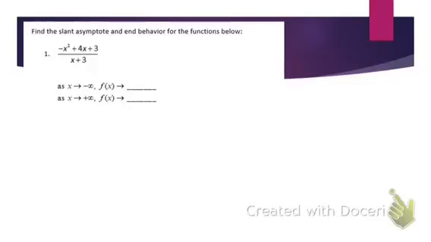Guys, you can pause and go back into the video and see where we left off. Here, I have already done the work for you. This should be a pretty straightforward question. It says find the slant asymptote.